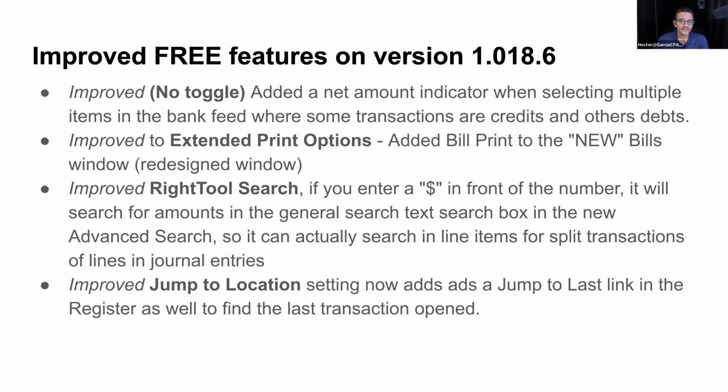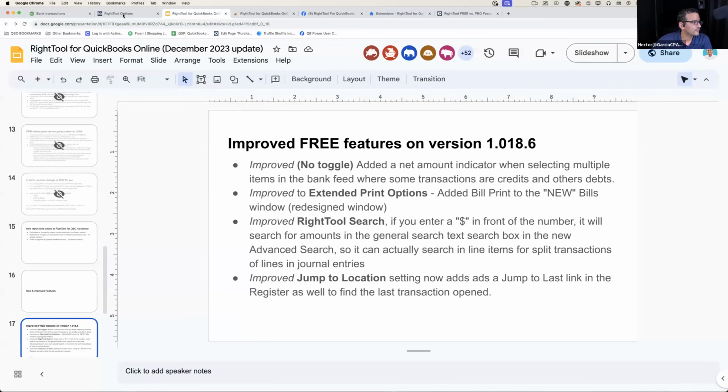We did a very important fix to the RightTool search. And the Facebook groups were blowing up with people getting very frustrated because they cannot search, quote unquote, inside of a journal entry. And essentially, that's not entirely true. It's just how they were going about doing it. So let me walk you through that.